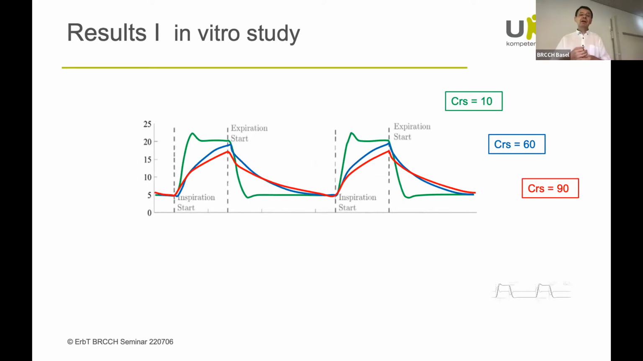So in conclusion, you can see we have quite different pressure courses in the trachea, depending on the compliance of the patient with an identical setting of the ventilator.